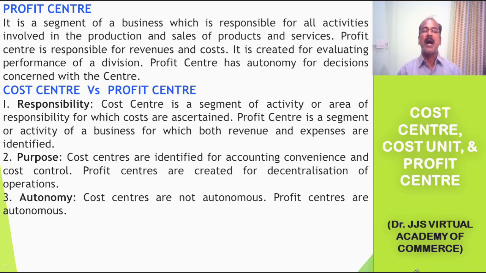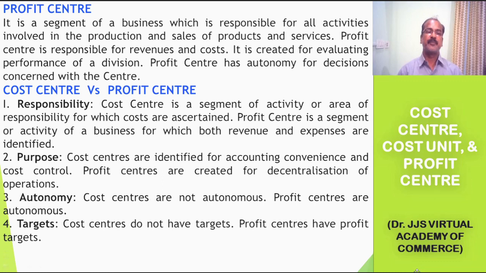Cost centers are not autonomous. They are perhaps controlled by the profit centers, but profit centers are autonomous. The fourth basis of difference is in relation to target. Cost centers are simply involved in ascertainment of cost for the center. They don't have any targets given, whereas profit centers are primarily given profit targets to be achieved.